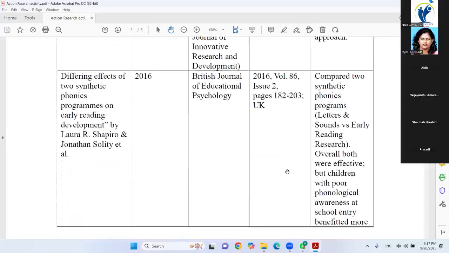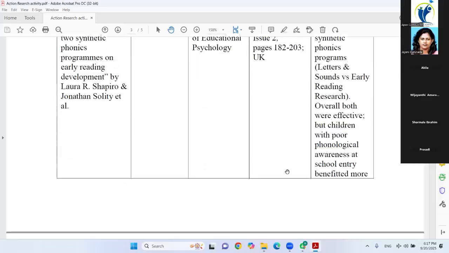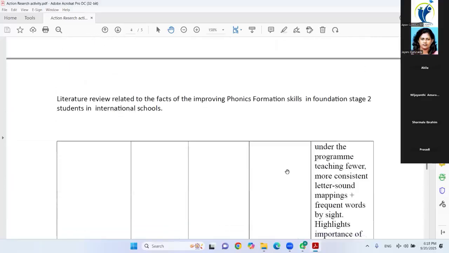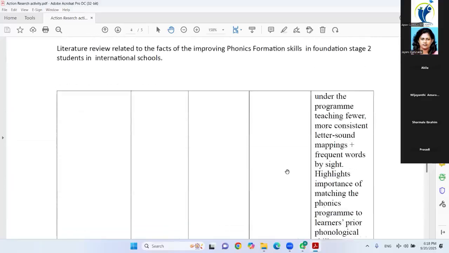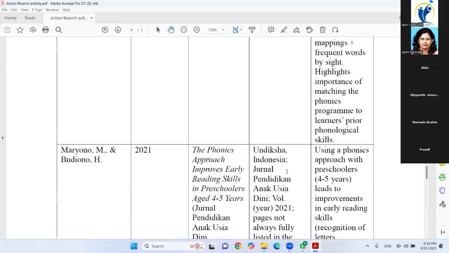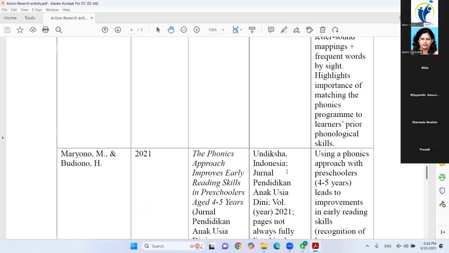Next one, compared to synthetic phonics programs, Letters and Sounds was early reading research. Overall, both were effective, but children with poor phonological awareness at school entry benefited more under the program teaching fewer, more consistent letter sound mappings. Thus, frequent words by sight highlights the importance of matching the phonics program to learners' prior phonological skills.